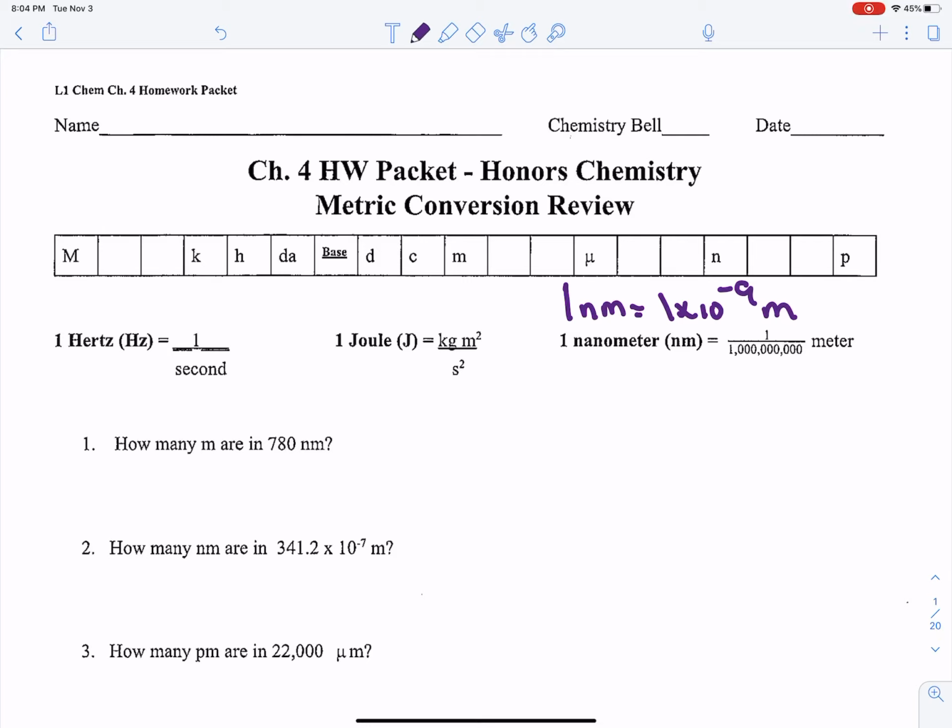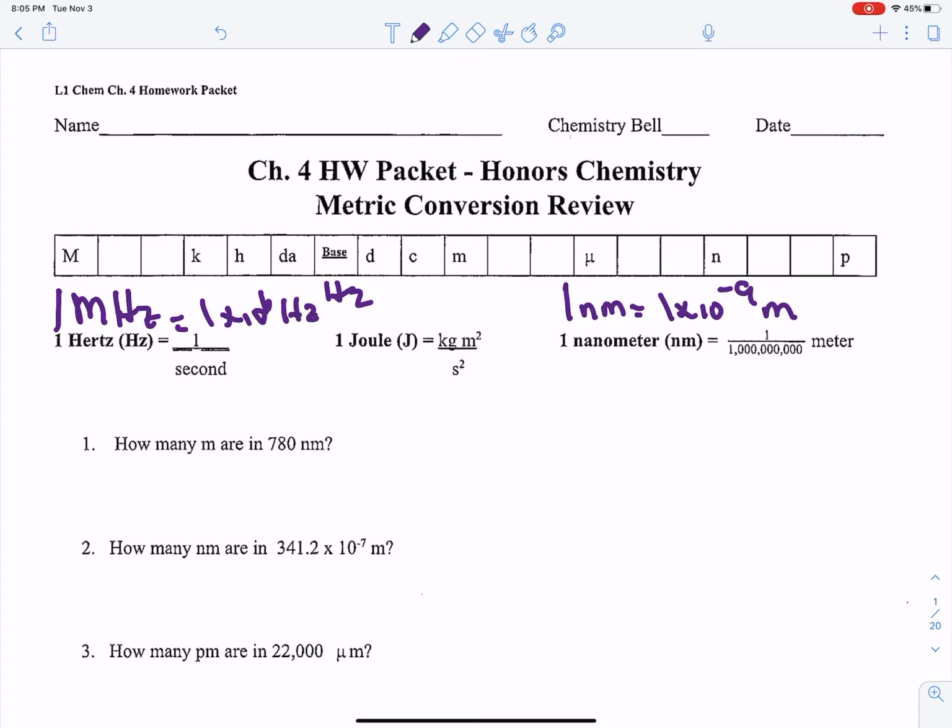So I wrote up here that 1 nanometer is equal to 1 times 10 to the negative 9 meters. I have hertz over here, and we're going to use megahertz a lot. So 1 megahertz is equal to, here's a mega, and I'm going to go to base, because the base would be a hertz. I'm going to go 6 places to the right. So 1 times 10 to the 6 hertz.